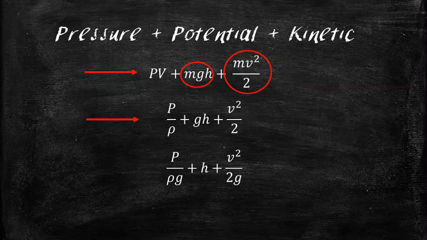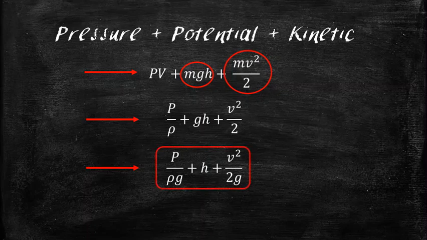Similarly, we could write an equation which represents the amount of energy per unit weight of our fluid, and we can do this by simply dividing each term again, this time by g. Because remember, weight equals mass times gravity, and we obtain the following formula. All these equations represent essentially the same thing: conservation of energy. However, in hydraulics, it is common practice to use this last version of the equation.